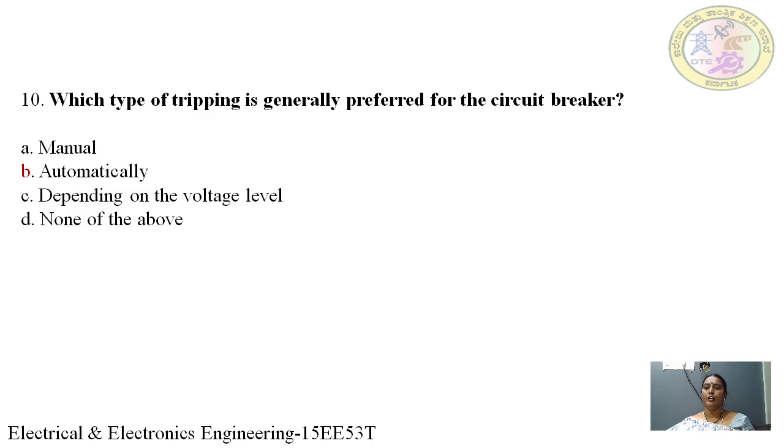Next, which type of tripping is generally preferred for the circuit breaker? Manual, automatic, depending upon voltage level, or none of the above. The answer is automatic. It has to operate automatically.